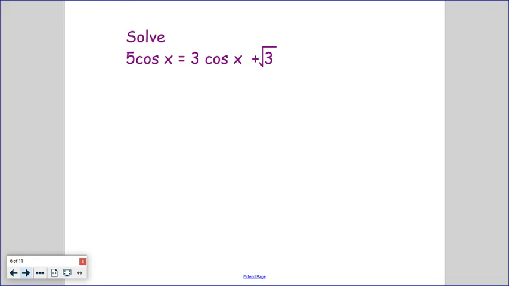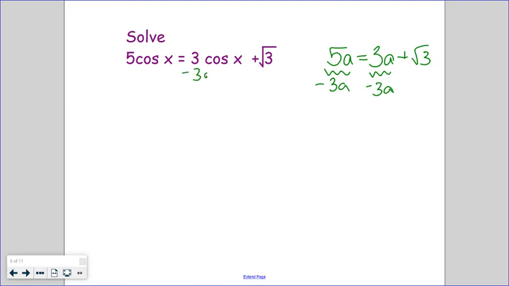Okay, what if we have trig functions on both sides of our equation? If we have trig functions on both sides of our equation, again, think algebra. If I had something like 5a equals 3a plus the square root of 3, just replacing those cosines with a, I would get my like terms, which would be 5a and 3a, on the same side of the equation. So I'd probably subtract 3a from both sides. And we're going to do the same thing, but it says cosine instead of a. So I would subtract 3 cosine of x from both sides of the equation. 5 minus 3 is 2.